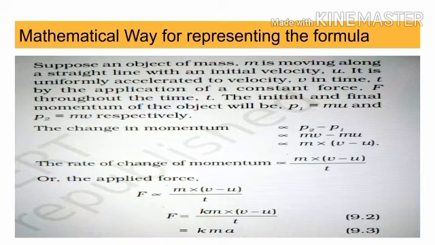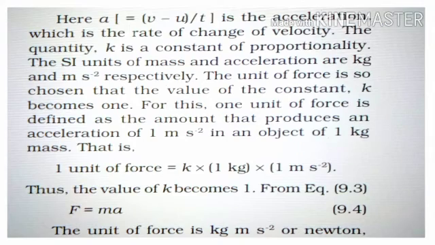So the rate of change of momentum is proportional to m into (v minus u) upon t, or the applied force F is directly proportional to m (v minus u) upon t, or F is equal to k m (v minus u) upon t, or we can also write it as k into m into a. Here k is the constant to remove the proportionality sign. Here a is equal to (v minus u) upon t, which is the acceleration, the rate of change of velocity. The quantity k is the constant of proportionality, as I told earlier.